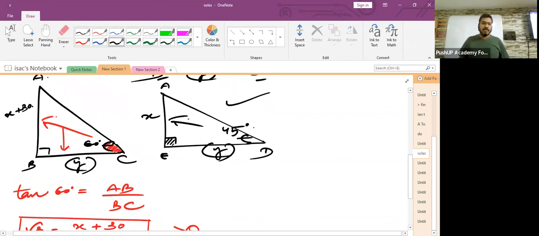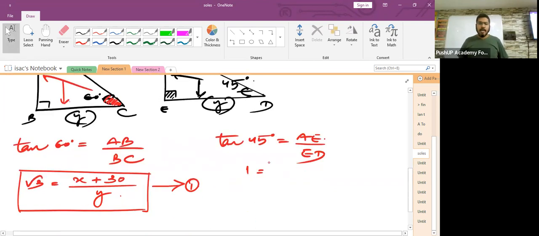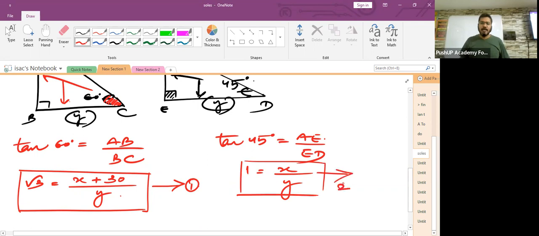Now, children, the next right angle triangle, this one. Again, opposite is given, adjacent is given. So you are going to use what? Tan function. So tan 45 degree is equal to opposite AE upon adjacent ED. Tan 45 is what? 1. AE is X and ED is Y. So this is your second equation. Please label it, children. If you want to get 1 mark each, just label it.